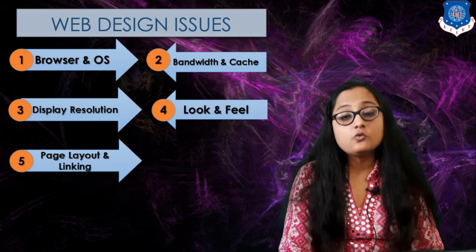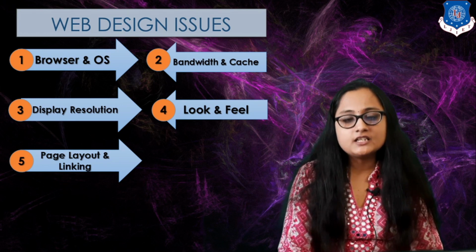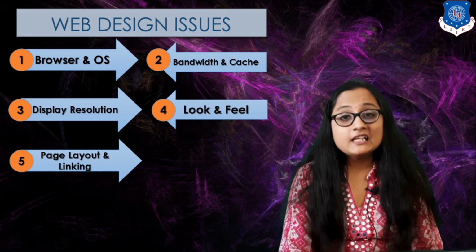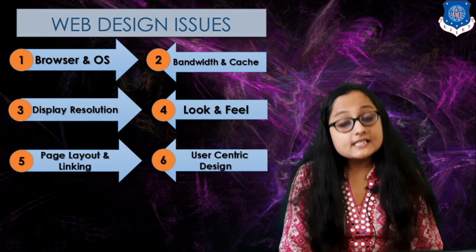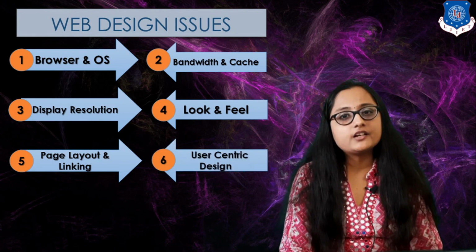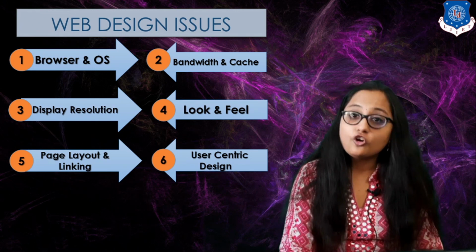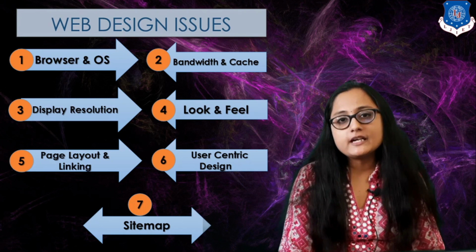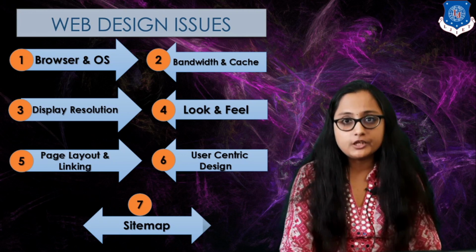It means how will you lay out your page. There are certain sections, for example center, top, bottom, right. So this is known as page layout. Linking means how you are linking one page to another. The sixth web design issue is user-centric design. It means are you developing a website which is user-centric or not. And the last issue is, are you providing a sitemap, and if yes, how is your sitemap looking.